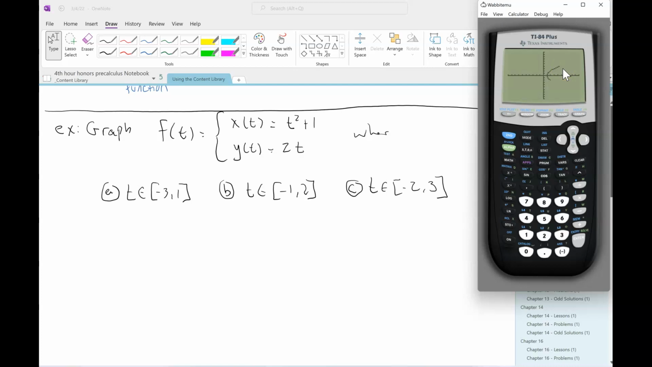Everybody's okay with that. And if I want part C, I just go back to the window. I change my coordinate, or I change my tmin and tmax, hit graph again. We get this thing, different again.